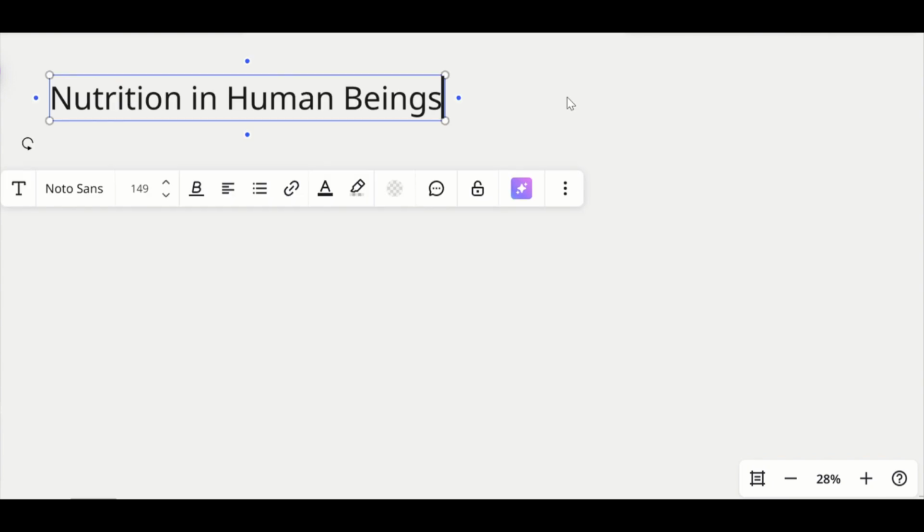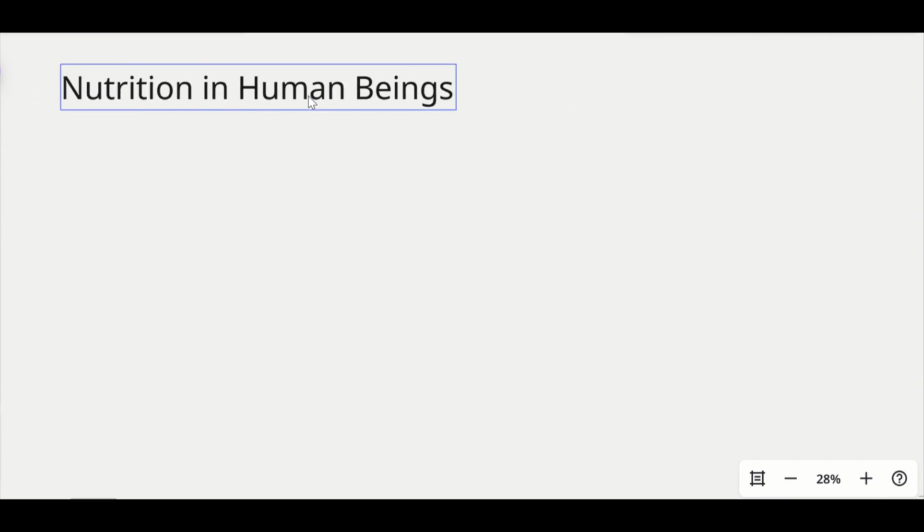The topic for today is nutrition in humans. As we know, we need a lot of nutrition to survive, right? So let's check how our body gets the different types of nutrition that we need. First, let's learn what nutrition is. What do we mean by nutrition?